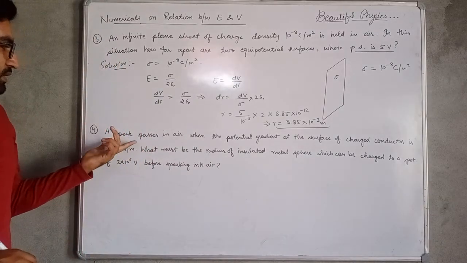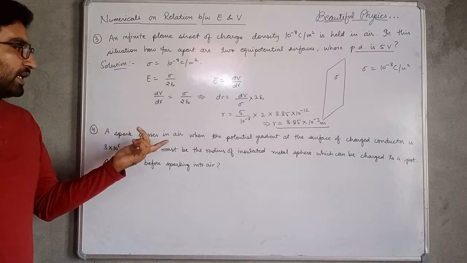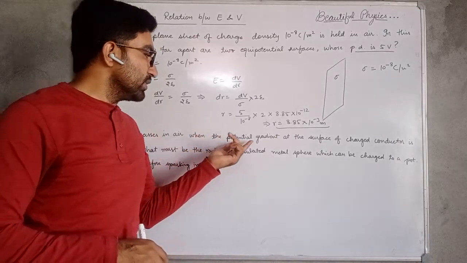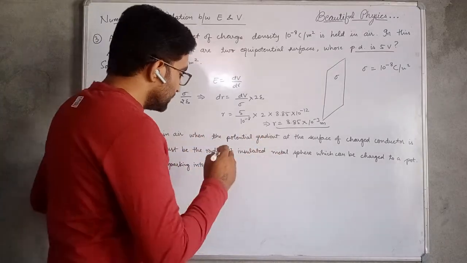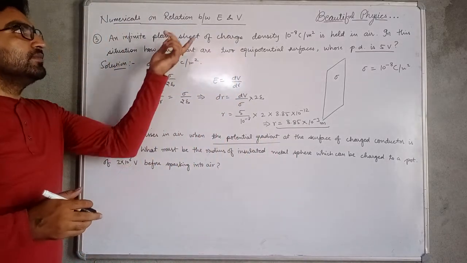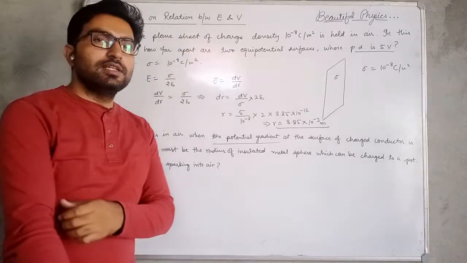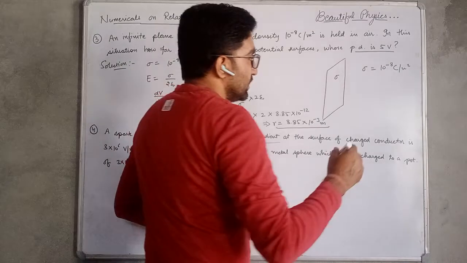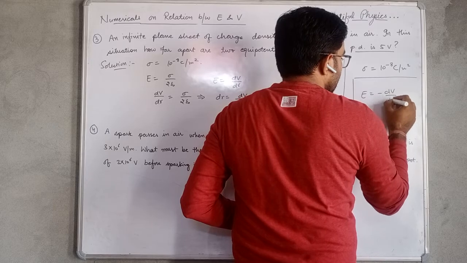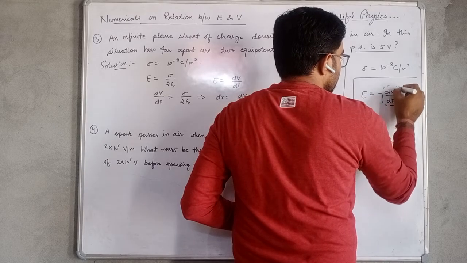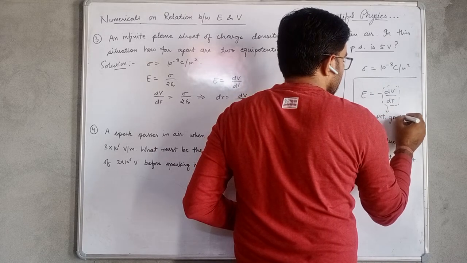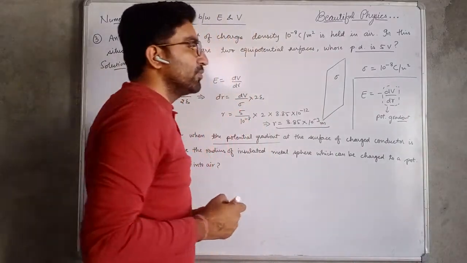Okay, let's move towards the next numerical. A spark passes in air, when the potential gradient at the surface reaches a certain value. Here the term is potential gradient. While we were studying the relation between electric field and potential, I told you that E is equal to minus dV by dr, and the value dV by dr is known as the potential gradient.